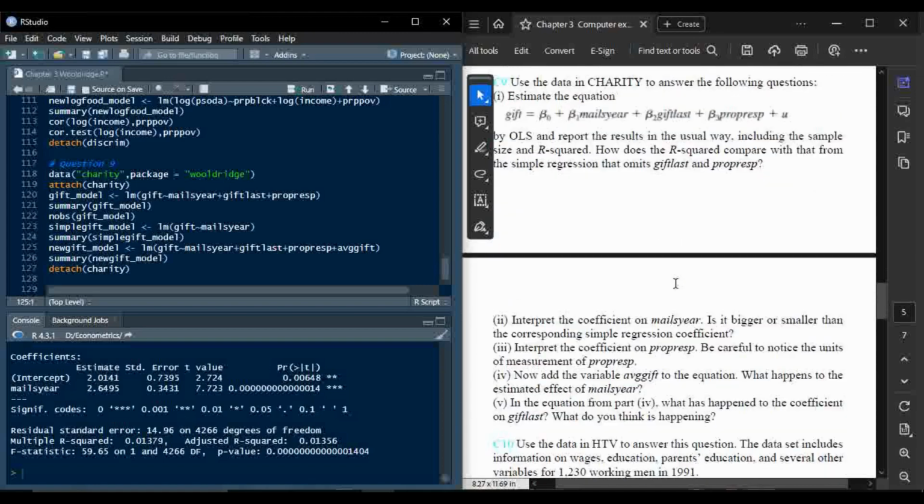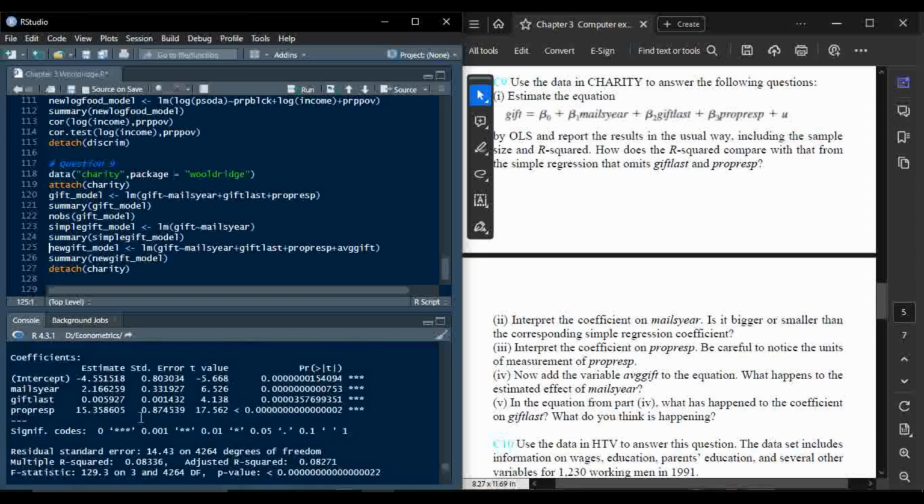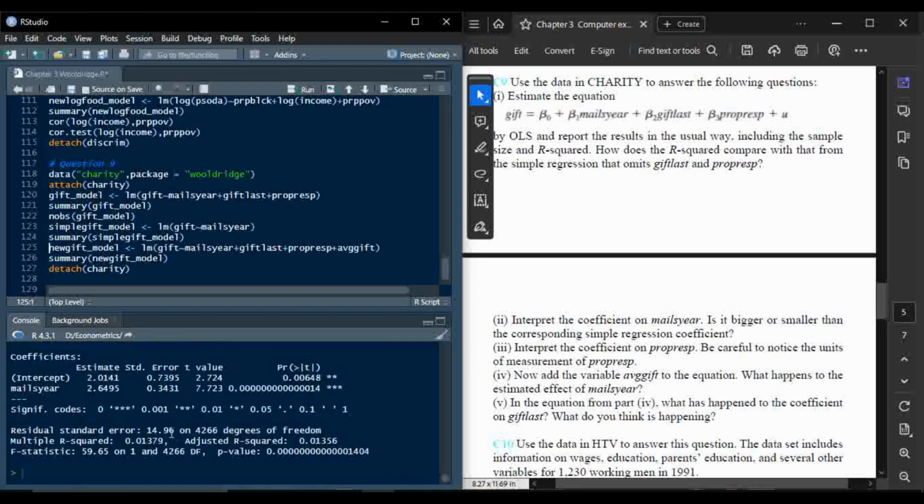Now let's look at the second part of the question. Interpret the coefficient on males per year. Is it bigger or smaller than the corresponding simple regression coefficient? In the simple regression the coefficient on males per year is 2.64, and in the previous model it was 2.166. So holding gift last and proper ESP fixed, one more mailing per year is estimated to increase gifts by 2.17 guilders in this multiple regression case, whereas the simple regression estimate is about 2.65.